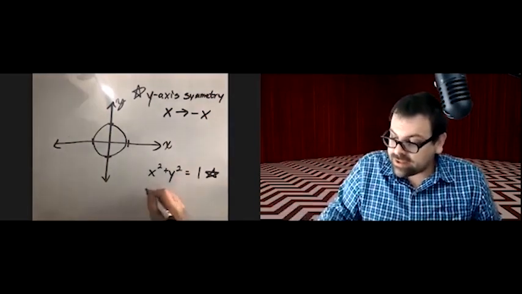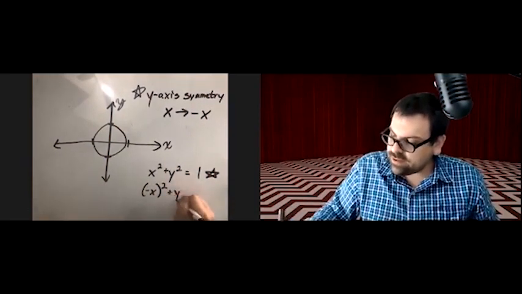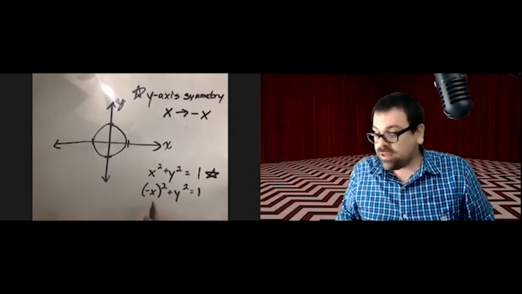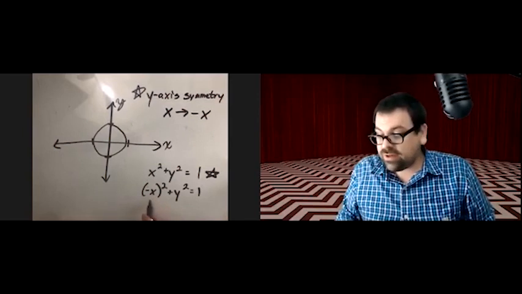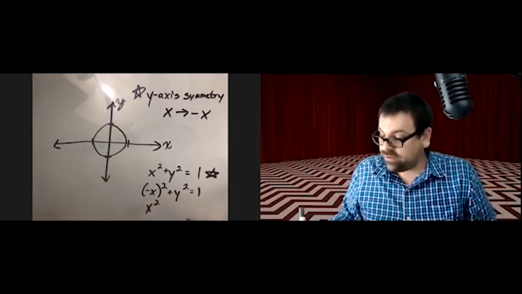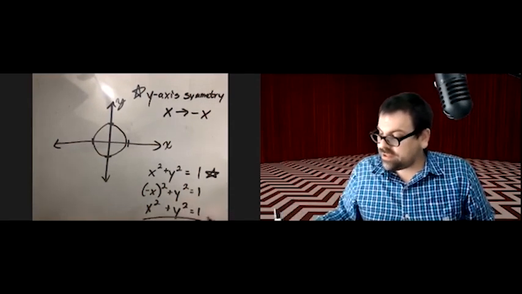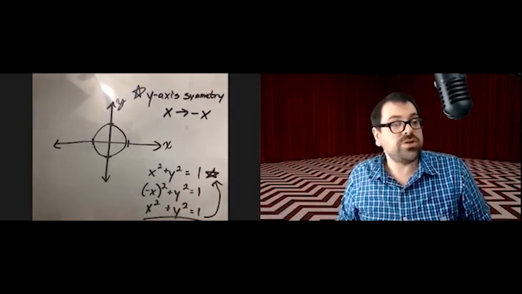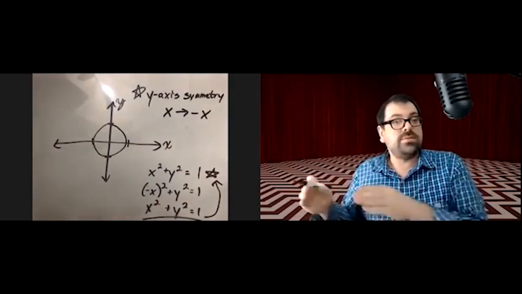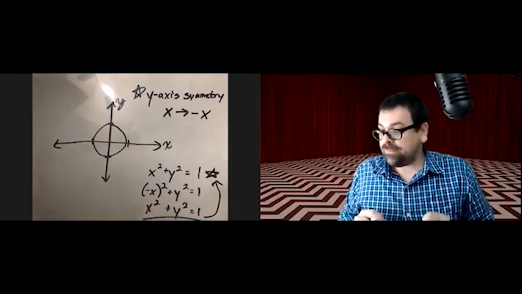We're going to replace x with negative x, or the opposite of x. No matter what we have here, when we square it, it will become positive. And this is our original. So it does, with algebraic proof, have y-axis symmetry.